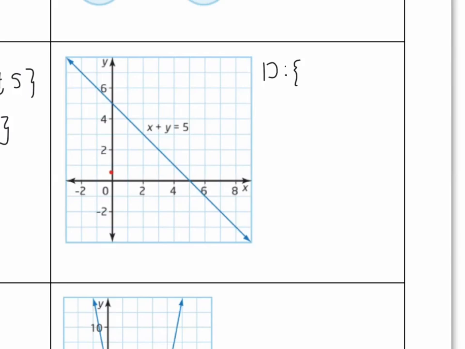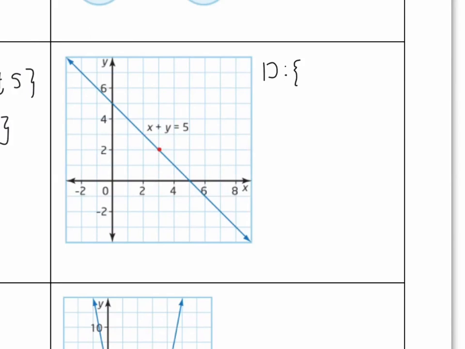If you're not sure where to start, I like to start at 0 and ask myself, is x allowed to be 0? Well, let's pull it up and see if it hits the relation. Yes, x can be 0 because it gives us a y value of 5. How about 1? Can x be 1? Yep, it hits the relation. Can x be 2? Yep, this is the point (2, 3). So definitely x can be 2.